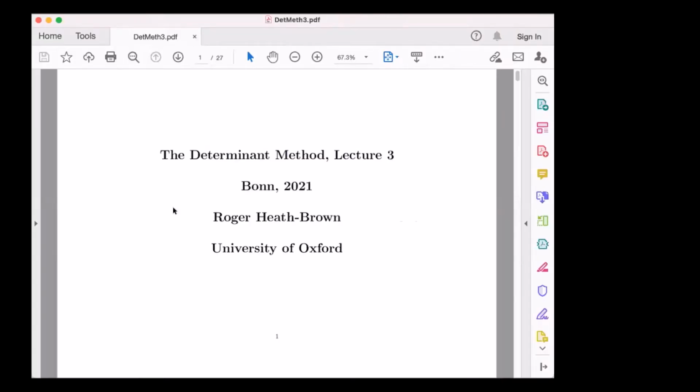Okay, yes, so this is my third and final lecture. Yesterday we looked in detail at the p-adic determinant method, and the plan today is to look at other versions of the determinant method, and in particular we'll look at the approximate determinant method.